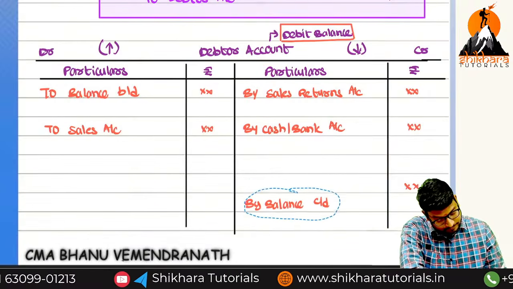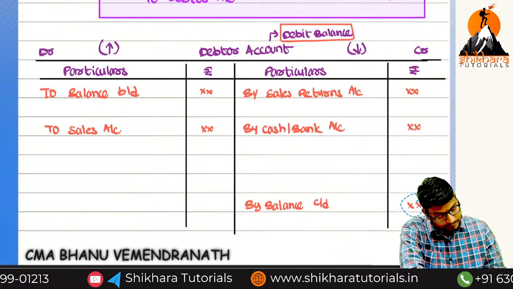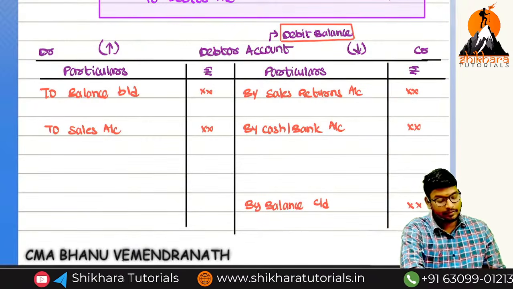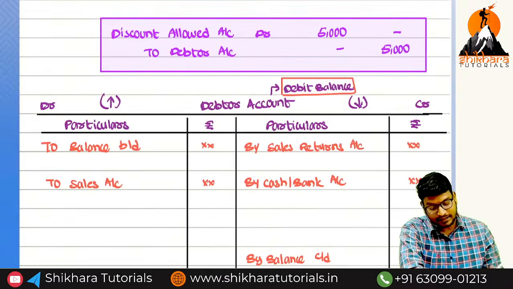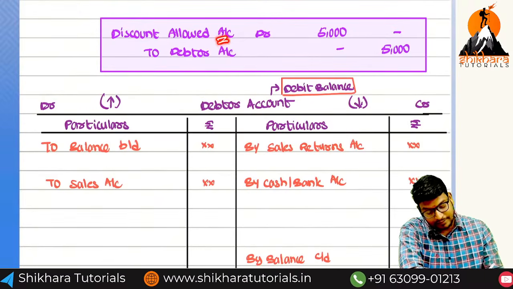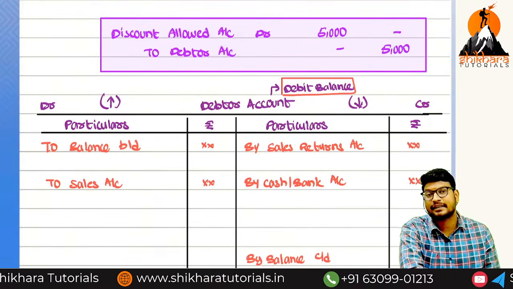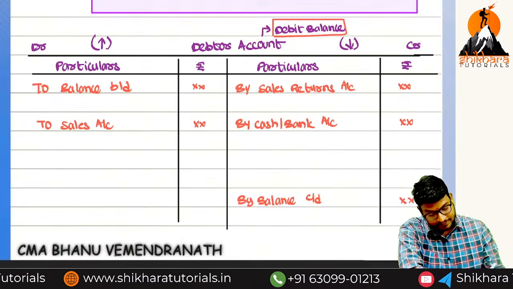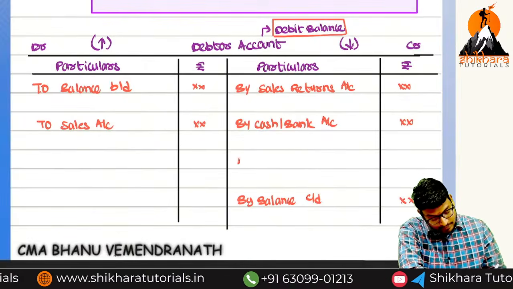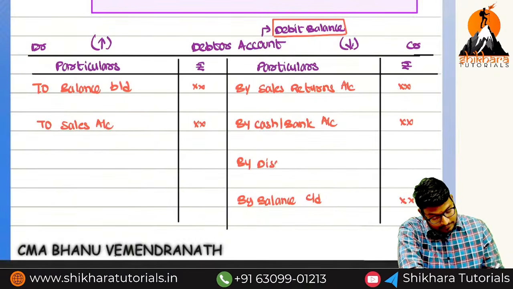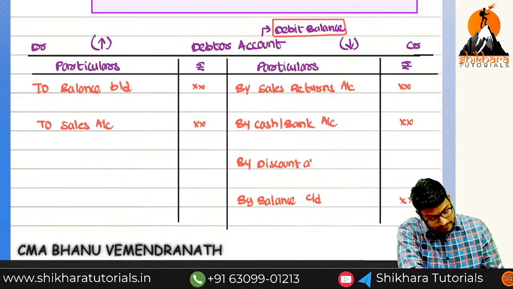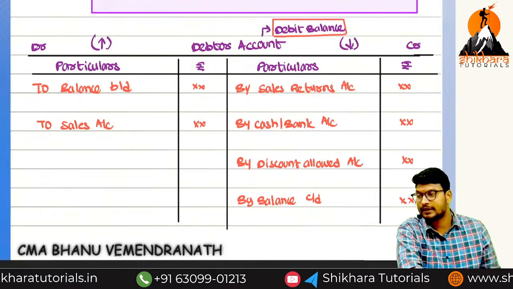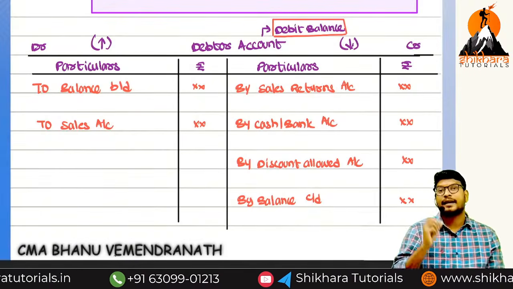What is the next one? Discount allowed. Okay, now again, what is the entry for the discount allowed? Discount allowed account debited to debtor account. Again, is the debtor debited or credited? Credited. Which side we have to record? Credit side. By discount allowed account. Guys, okay now.